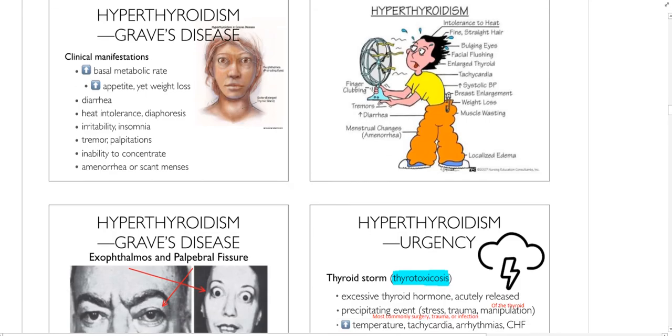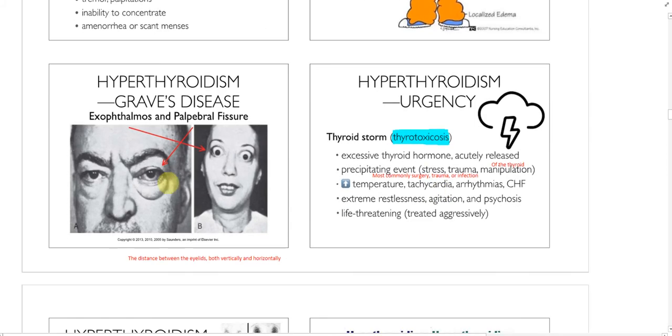And here's a couple good images to show exophthalmos. Both of these are exophthalmos. The palpebral fissure is going to be the distance between the eyelids, both horizontally and vertically. Most of the time they think about it as being horizontal, but from a little bit of reading I did, it seems that they measure both horizontal and vertical.